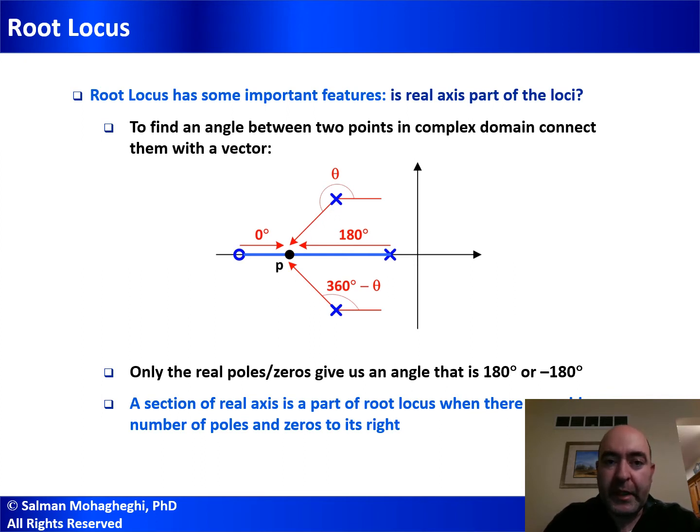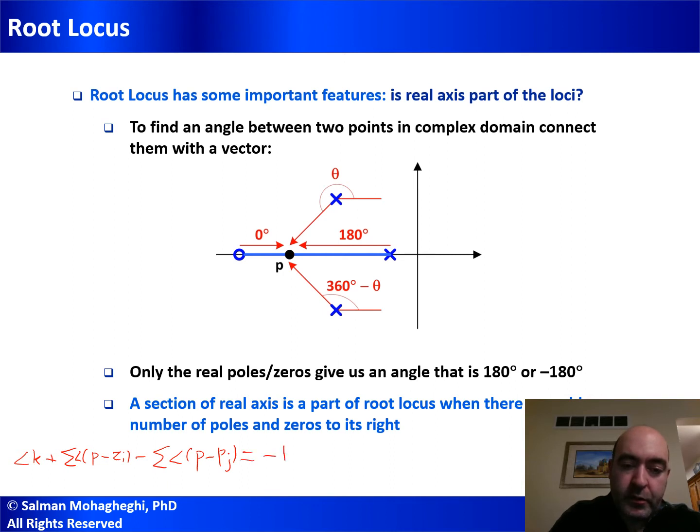Based on what we saw in the previous slide, in order for this point P to be a pole of the closed loop system, it has to satisfy this equation: angle of K plus summation of all the angles between that point P and Zi's. Remember, Zi's are the zeros of the open loop gain, minus summation of all the angles between P and Pj's, where Pj's are the poles of the open loop system. This has to be equal to -180 degrees.